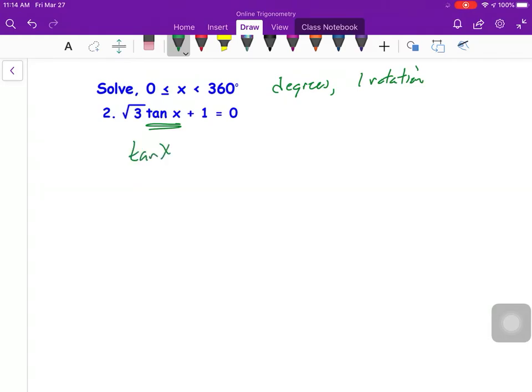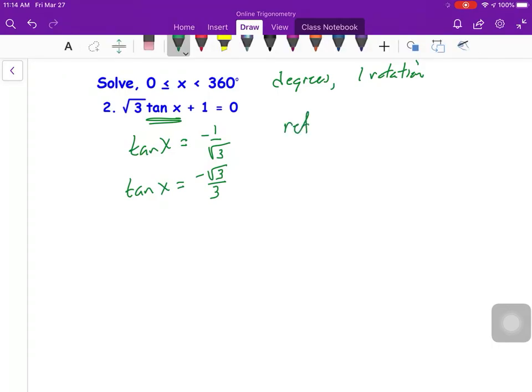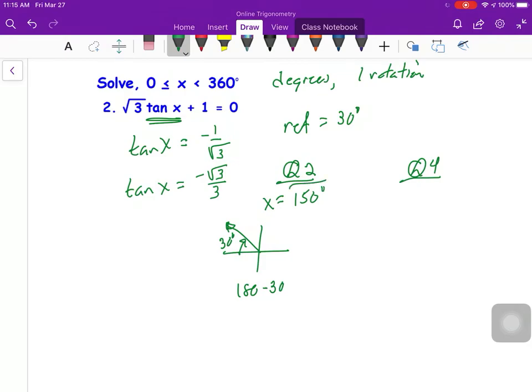We'll isolate the trig function. So the tangent of x will equal -1 over square root of 3. Now we might be more familiar with that in its rationalized form. And this one we can see is also a reference angle again. The angle whose tangent is square root of 3 over 3 is 30 degrees. Tangent is negative in quadrants 2 and 4. Quadrant 2 we've talked about. In quadrant 2, we have to go 30 degrees up. So we would have 180 minus 30. So in that one, x would be equal to 150.